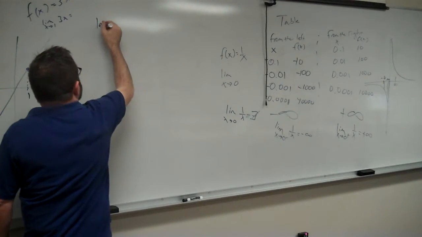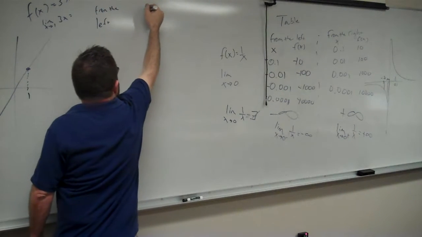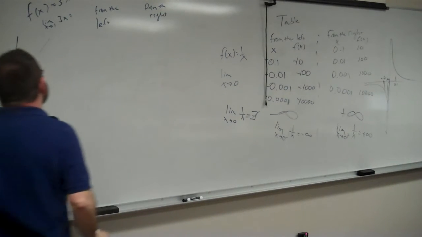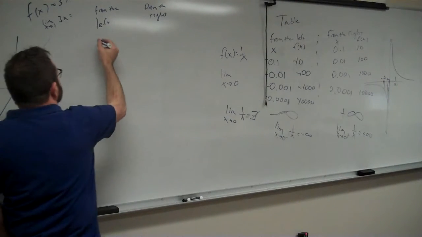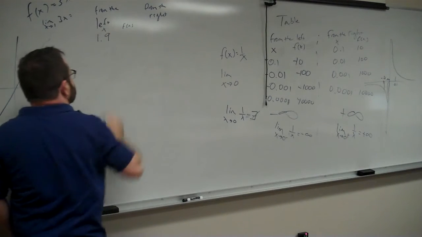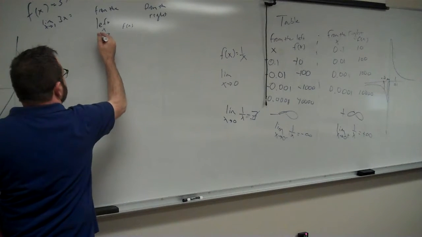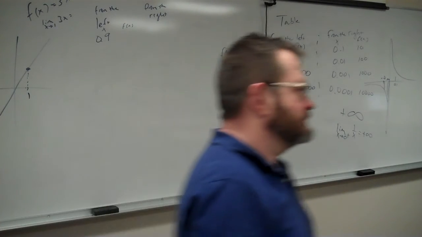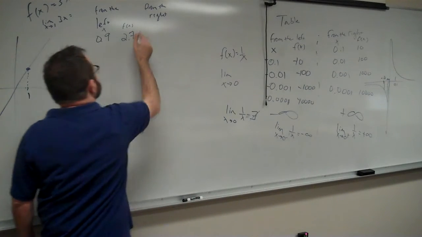So we make a table with one set of columns from the left, and the other set of columns from the right. As x, let's pick something close to 1. How about 0.9? Here's x, f of x. Sorry. We're close to, but not on, 1. Is that 2.7? I think it is.